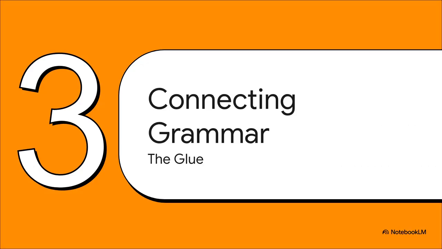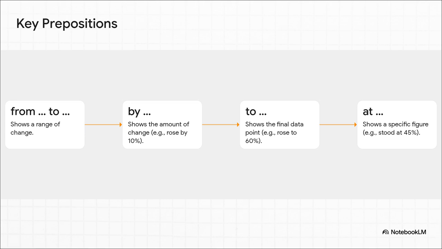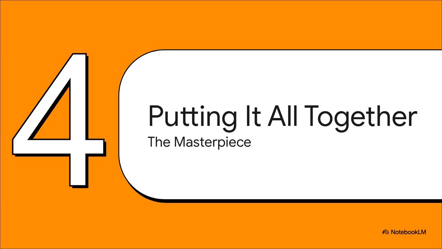So, we have our core words, we have our modifiers, now we just need the glue. We need the right grammar to connect our awesome story back to the actual numbers on the chart. And don't worry, the grammar here is super simple but incredibly powerful. You use from to show a range. You use by for the amount of change, like it rose by 10%. You use to for the final destination. It rose to 60%. And you use at to pinpoint a specific figure on the chart. Easy, right?